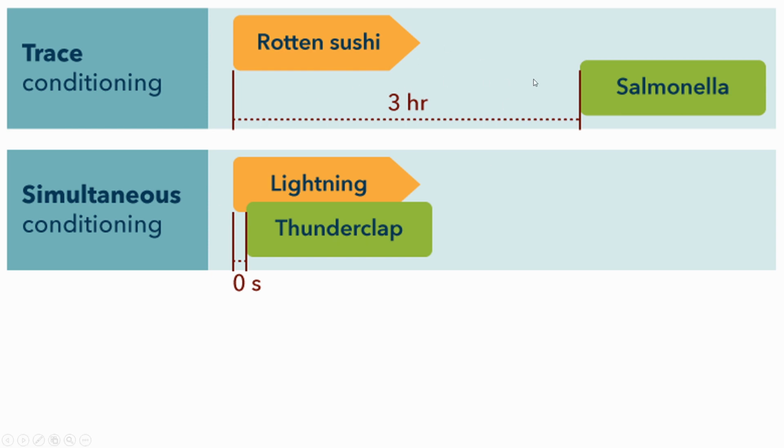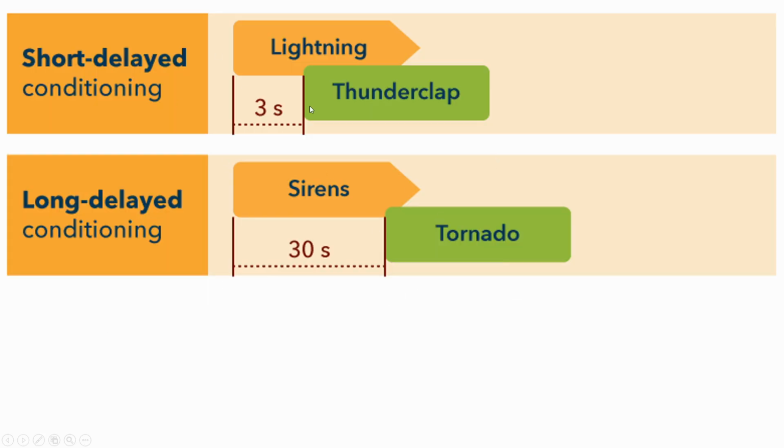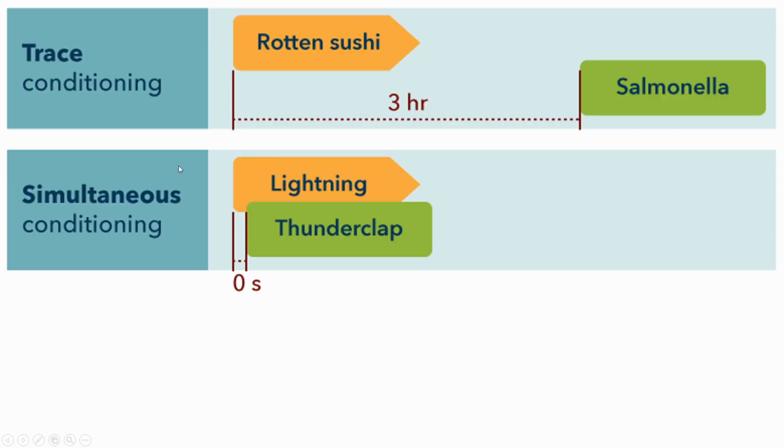But trace conditioning can be any kind of gap in timing. Even if our conditional stimulus is off for a few seconds, and then we have our unconditional stimulus, that would be trace conditioning because there is no overlap. Our short and long delayed conditioning have that overlap of the two types of stimuli, and trace conditioning does not have an overlap, just to help you tell those apart.